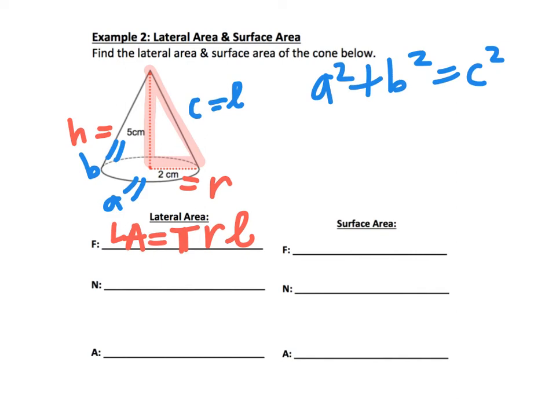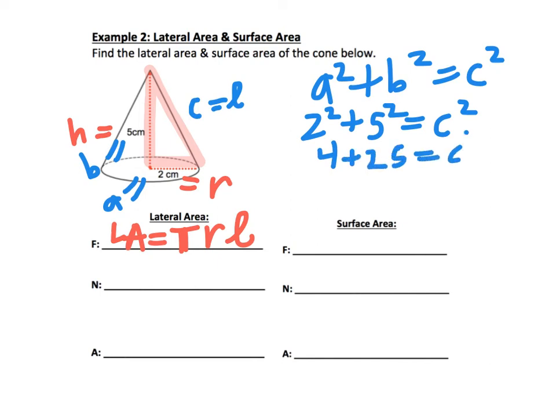So I have 2 squared plus 5 squared equals c squared. If I square 2, I just get 4. If I square 5, I get 25. That all equals c squared. 4 plus 25 gives me 29. So I have 29 equals c squared.